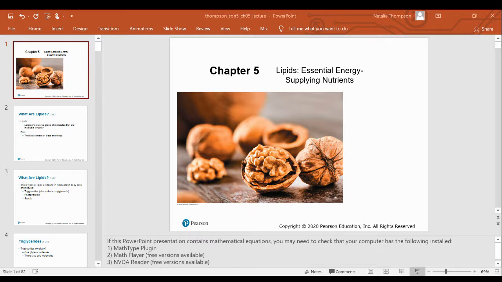So again, just think of what the word essential means. They're essential to the body, but they're specifically essential to our diet. It is essential that we consume essential fatty acids in our food.